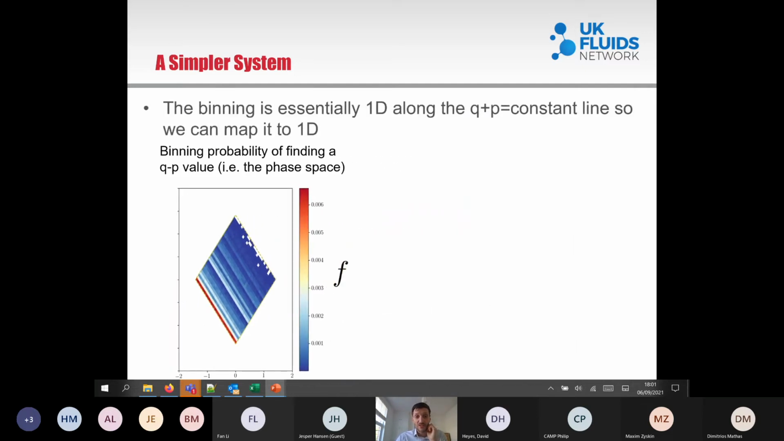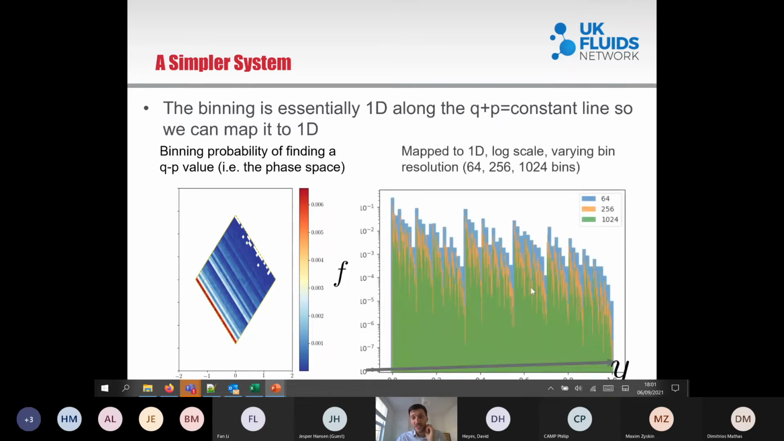So you can think of this histogram in 2 dimensions, and we can map it to 1 dimension. You can see it's 1-dimensional along this Q equals P line, or Q plus P is a constant line. So what that gives us essentially is this distribution of phase space. And so depending on how you bin it, you get a different fractal of phase space. So it's a simple model giving us this multi-fractal behavior.